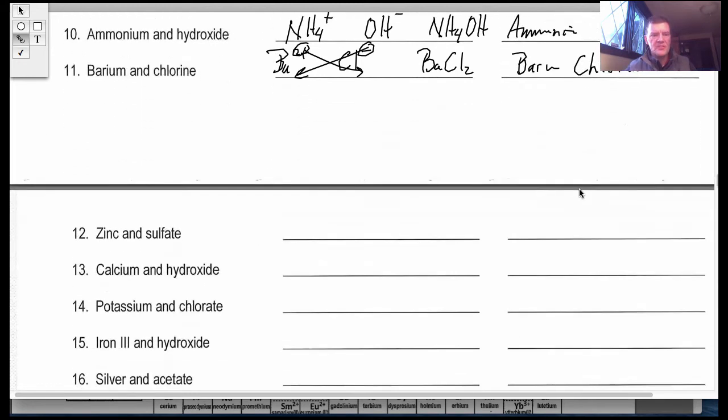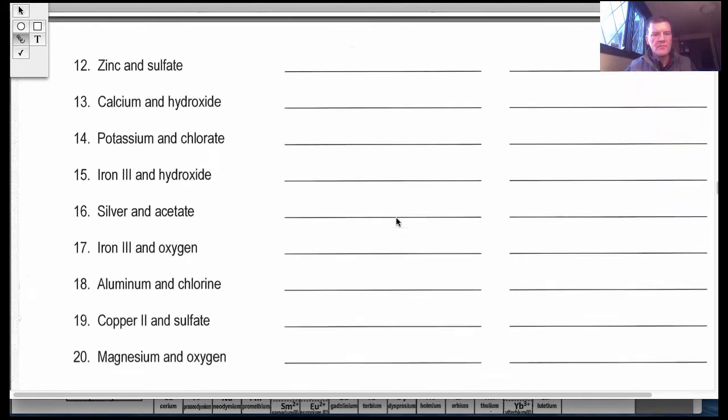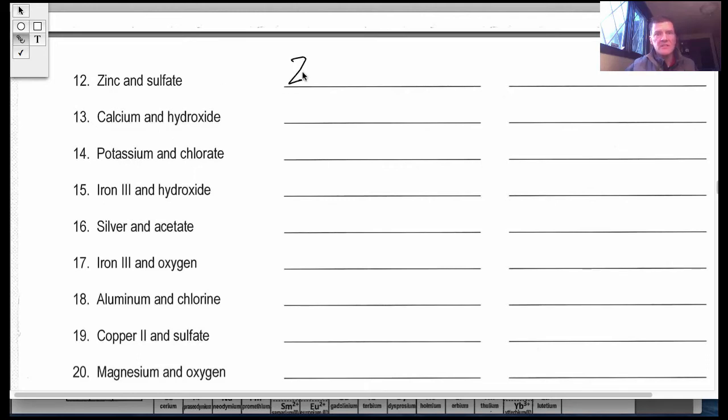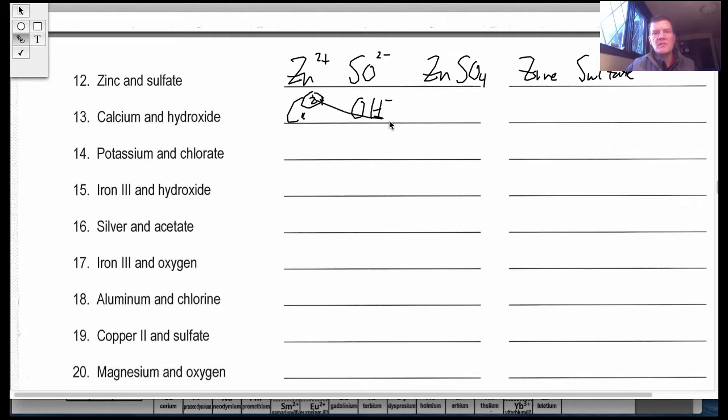Okay. Just a few more here. Zinc +2. Sulfate is a -2. So this is zinc sulfate. Calcium +2, hydroxide -1. You're going to need 2 hydroxides. This is calcium hydroxide.